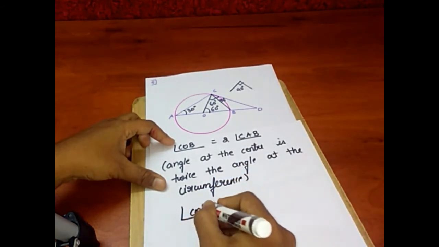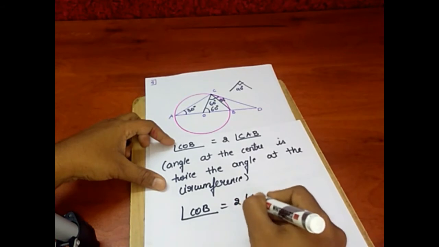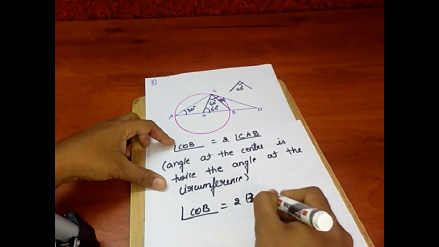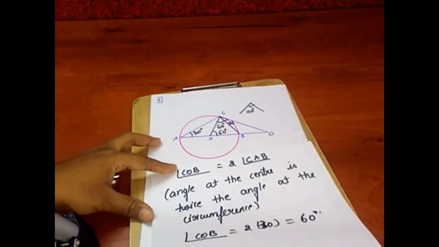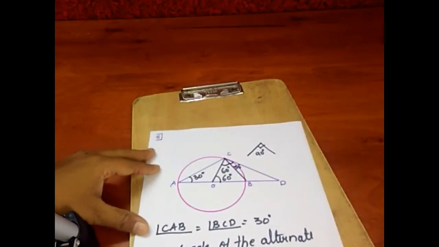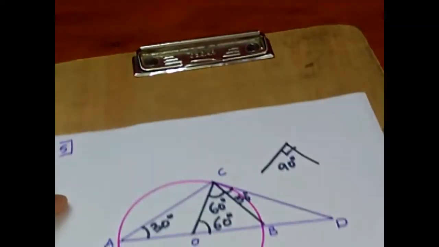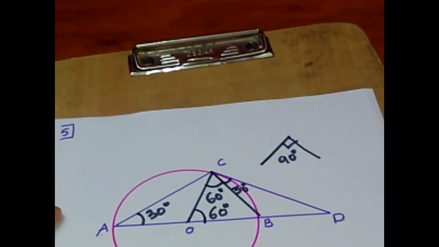Therefore, angle COB is equal to 2 into 30, which is equal to 60 degree. Now, we are at the last point. Now, what is the next point? How to prove BC is equal to BD?